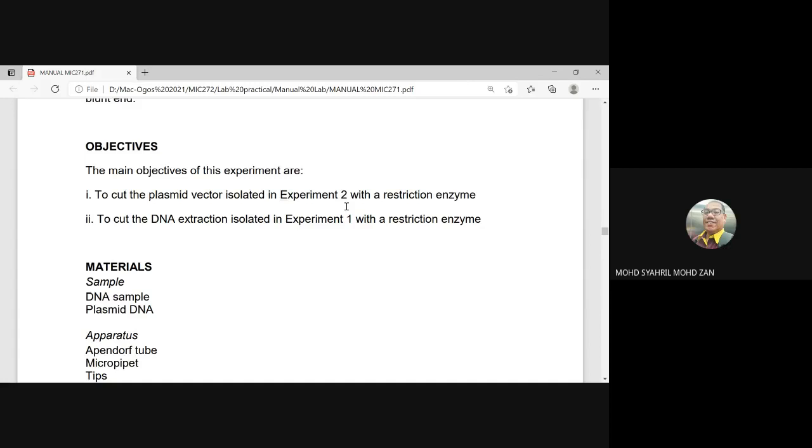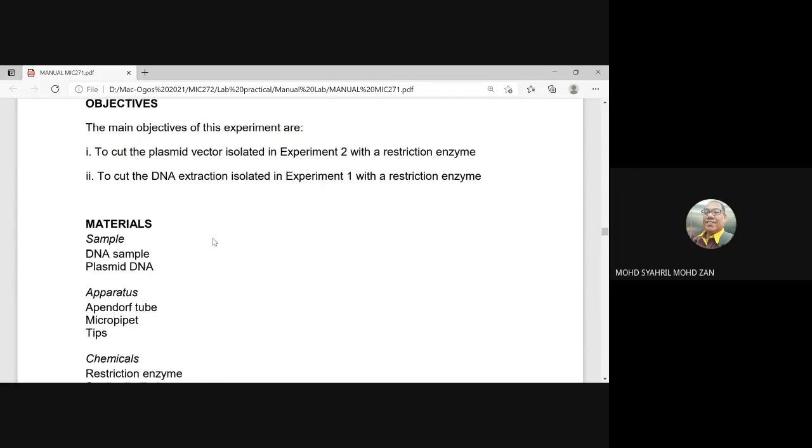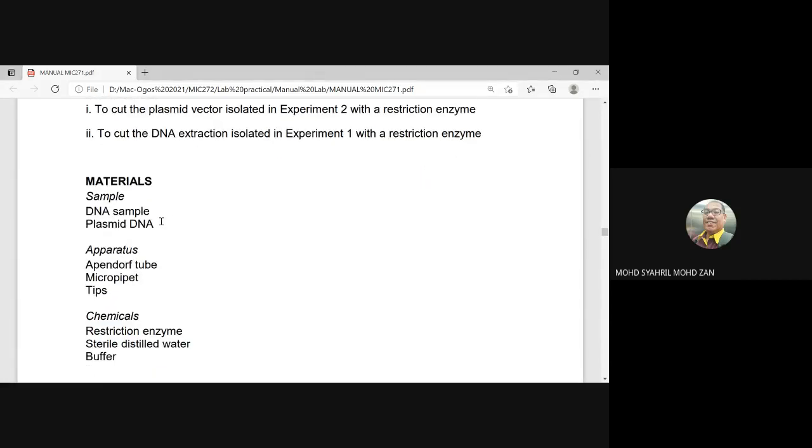So the DNA extraction from the first experiment is our chick cells. The plasmid vector we got from the plasmid extraction experiment earlier, right? So now we are going to cut our plasmid vector and also the DNA extraction. The materials that we need are plasmid DNA and DNA samples. The DNA sample comes from bacteria DNA from last week's experiment or our chick cells, human cells. Plasmid DNA, so have we done the process of isolating the plasmid DNA?